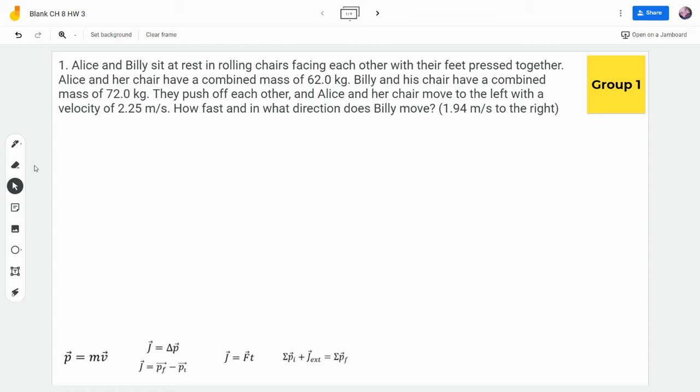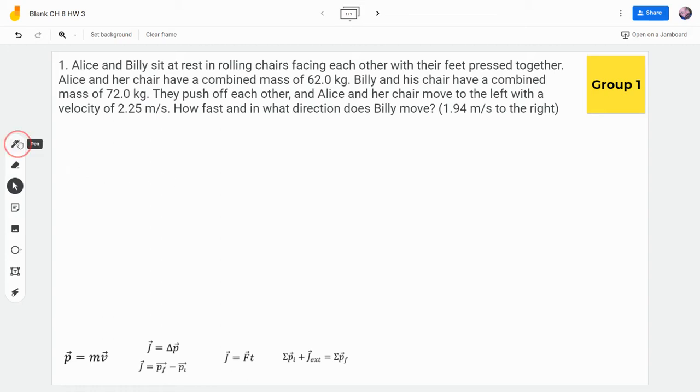So what's going on here? Alice and Billy sit at rest in rolling chairs facing each other with their feet pressed together. Alice and her chair have that mass. Billy and his chair have that mass. They're going to push off of each other, and Alice and her chair are going to move to the left with that velocity. And we want to figure out how fast and in what direction does Billy move.